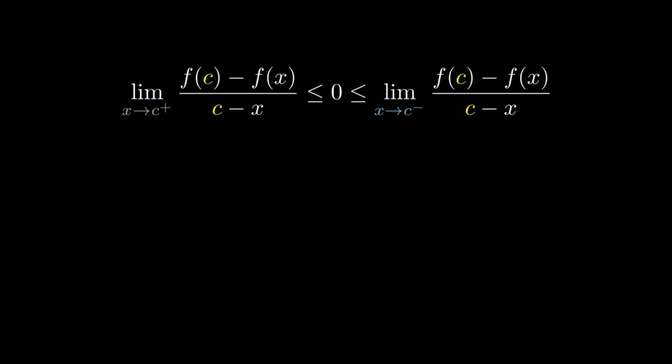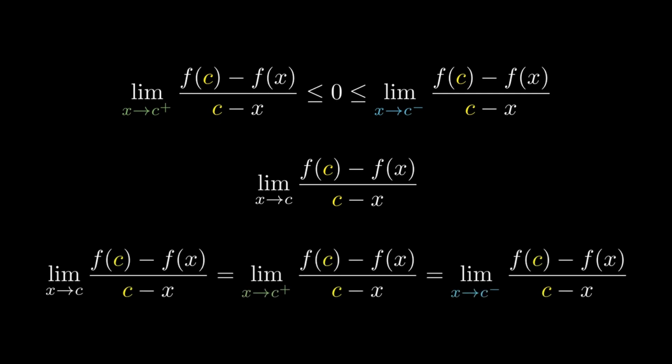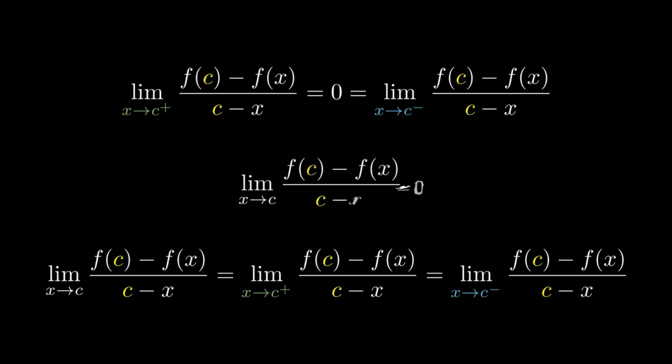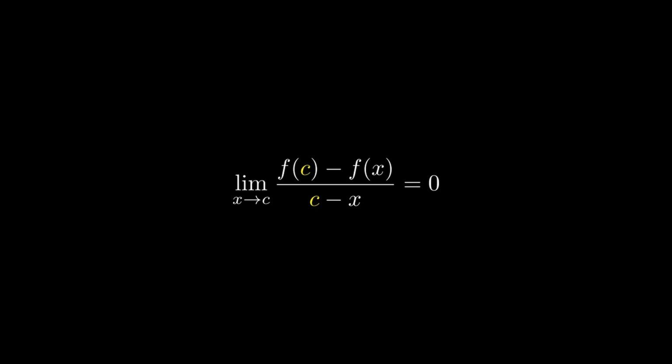Recall that since f is differentiable, the overall limit must exist, meaning that the left limit must be equal to the right limit. With our inequality above, we can conclude that the only value that both the right and the left limit can be is 0. Therefore, the overall limit must be equal to 0. And thus, we can conclude that if f of c is a maximum value, then f prime of c is equal to 0.